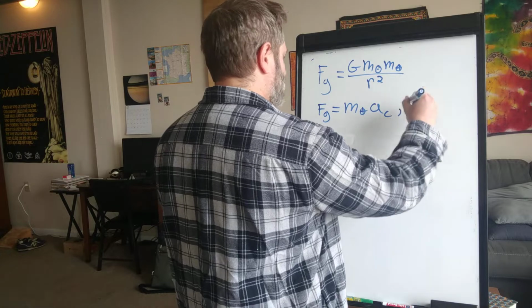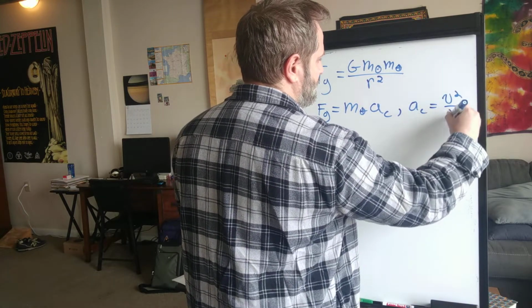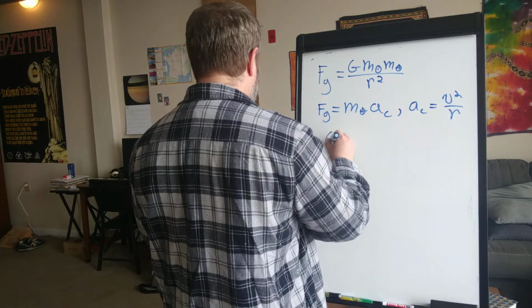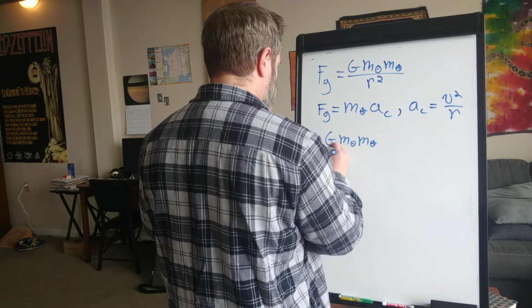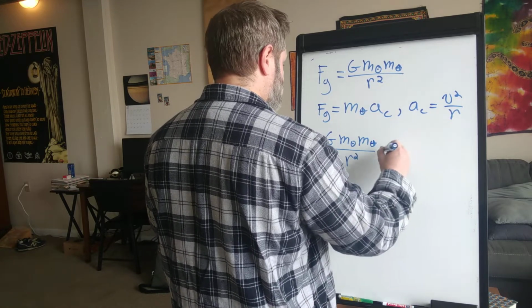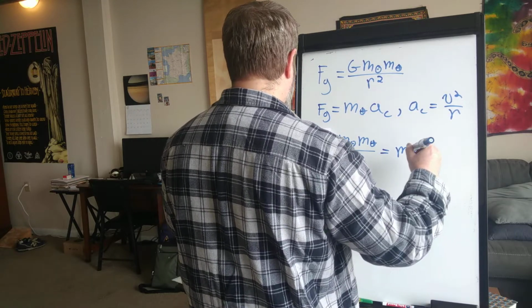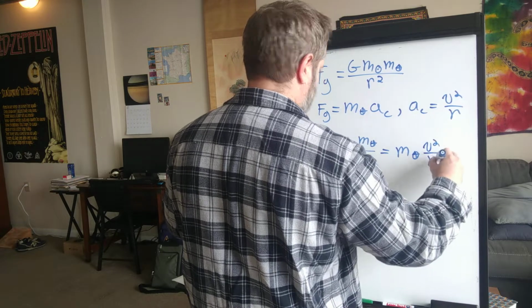So we'll take that centripetal acceleration, of course, to be v squared over r. We set them equal according to acceleration. We get G m over r squared equals m Earth v squared over r.